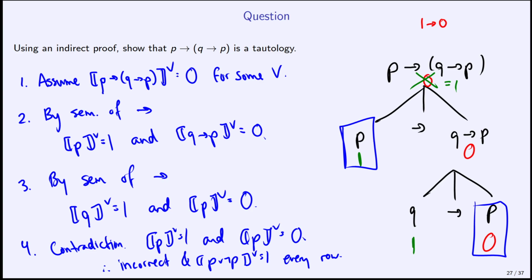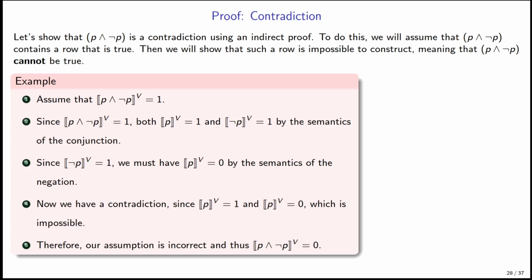The first time you see this, yeah, this is going to be tough to do. It's going to be tough to do on your own. But as you do more examples, you get more comfortable with it. Let's see what happens with contradictions. So I want to show that P and not P is a contradiction using an indirect proof.